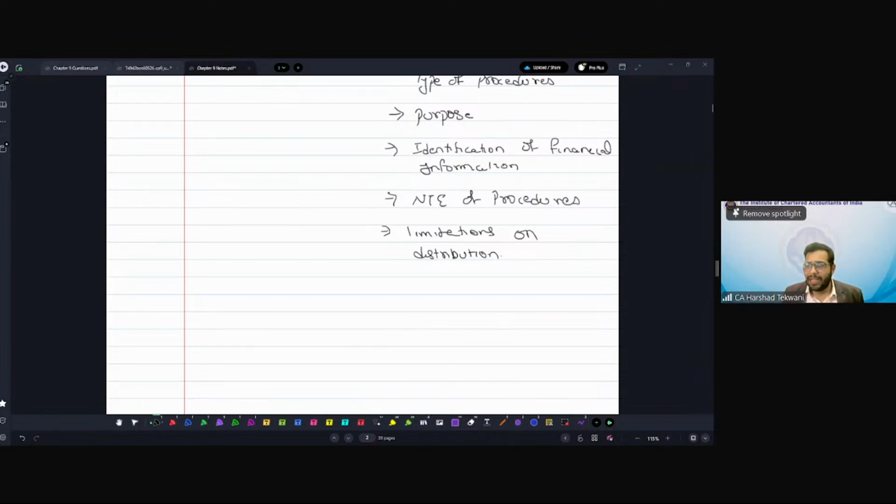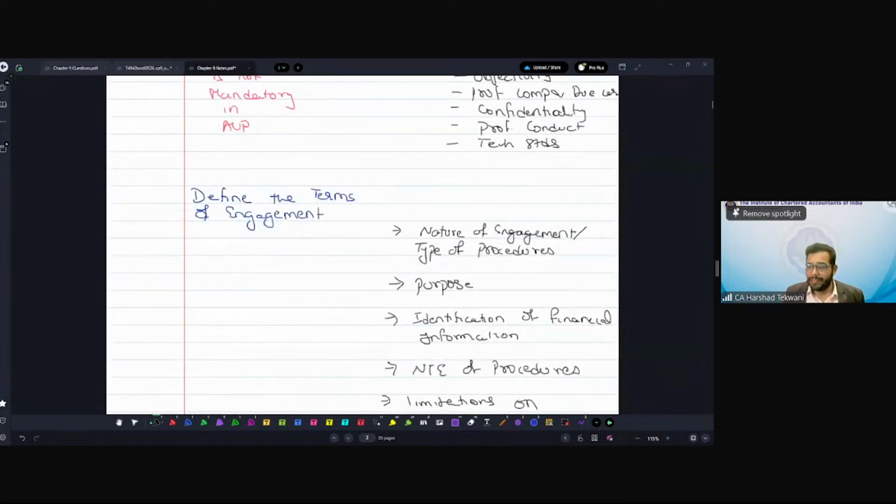But these are the things that we have to specify in our engagement letter, at least. This is the minimum thing. Minimum. Clear with this? Any doubts?